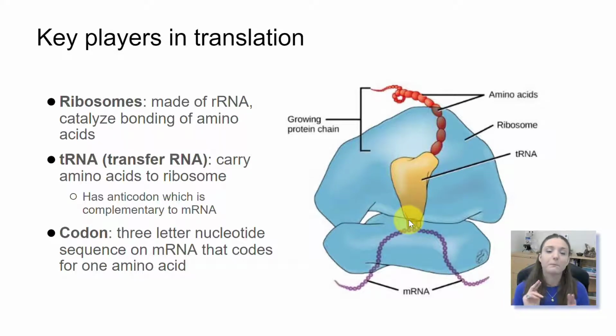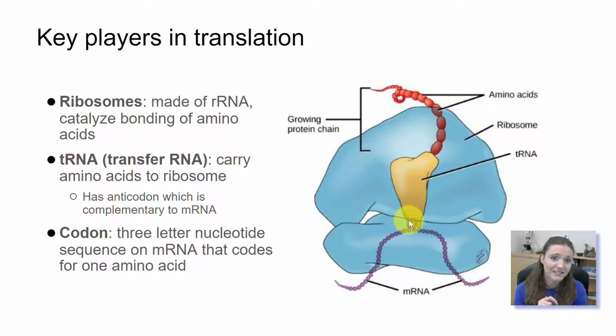Hopefully you do. But the key players in translation, we have the ribosomes, right? That's the organelle that builds proteins, synthesizes the polypeptide chain. So really what the ribosome is doing, it's kind of acting like an enzyme in the sense that it's going to catalyze the bond between amino acids, between the carboxyl end of one amino acid and the amino end of another. Remember, it's going to build that peptide bond. You should be able to identify what that peptide bond looks like on a molecule.